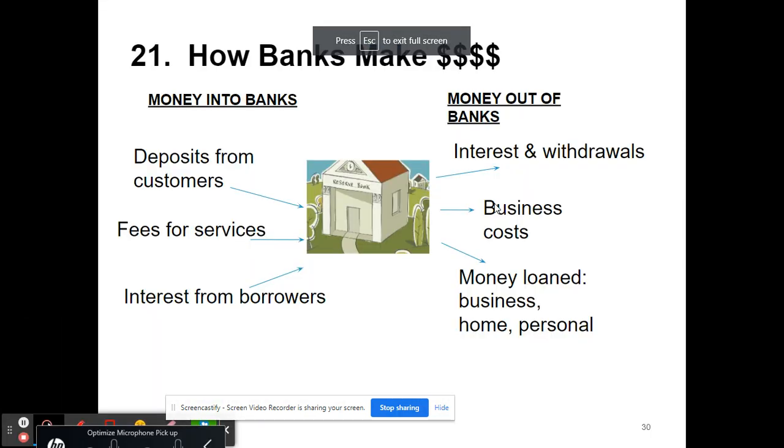Notice what I did that time. I did it in a different order. I think it's okay to vary the order. So this is the money coming in: deposits, fees, interest. Money going out is interest, withdrawals, costs, and loans. But the loans get you the interest. The costs get covered from interest and the fees and deposits. Interest and withdrawals also lead to more deposits, so it's kind of a circular thing. But in this, there's profit, or it stops.